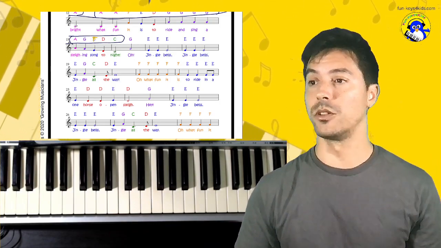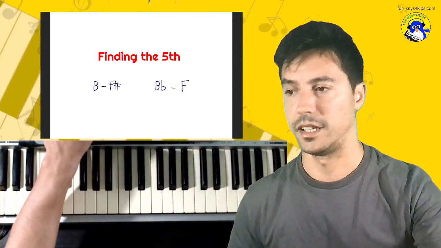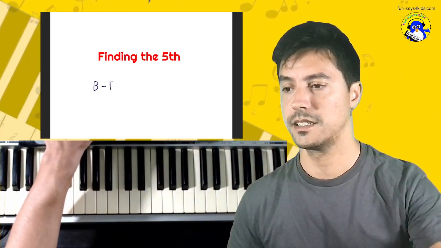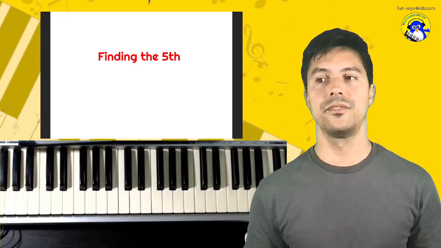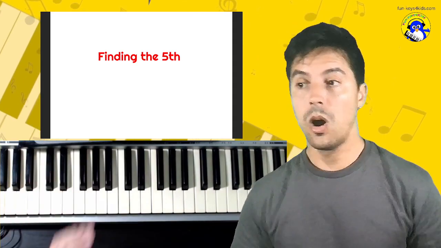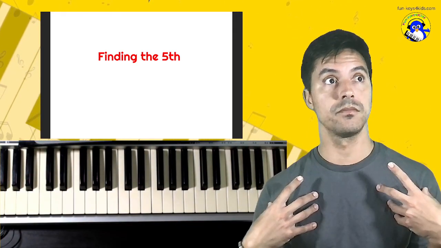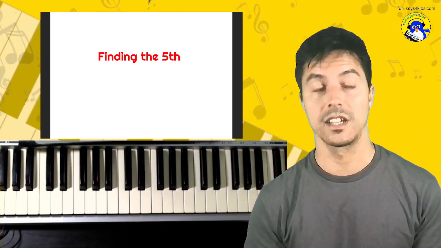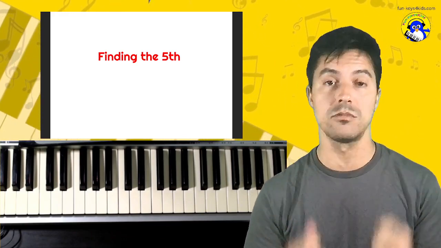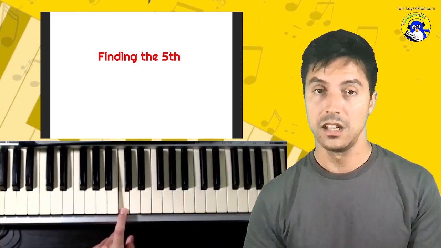All right, let's move on to our music theory. Music theory. Let me just delete that. Finding the fifth. Okay, this is very, very important. All of the notes have a fifth, and they are related to each other. They are close to each other. You need to know the fifth of any note. For example, the fifth of C.